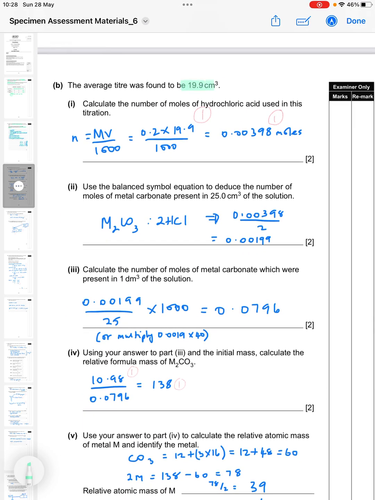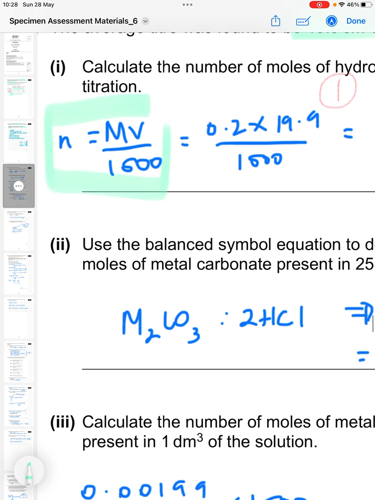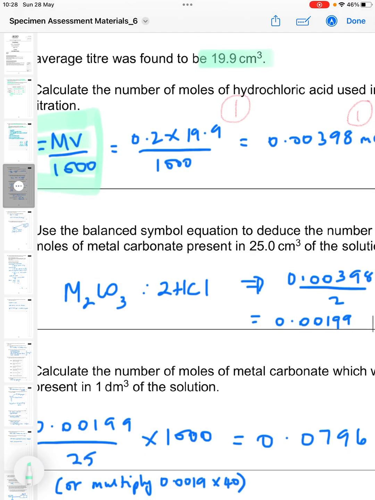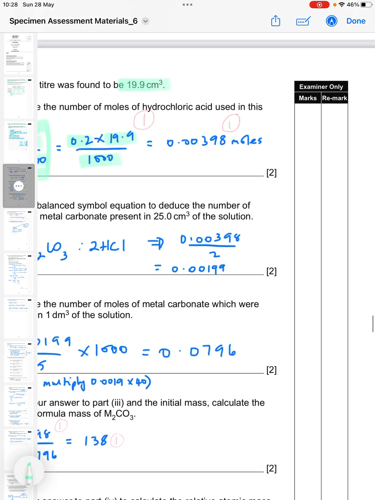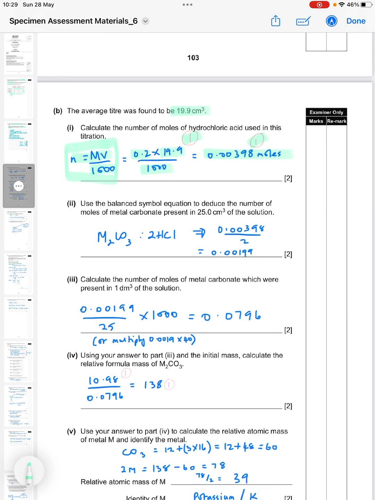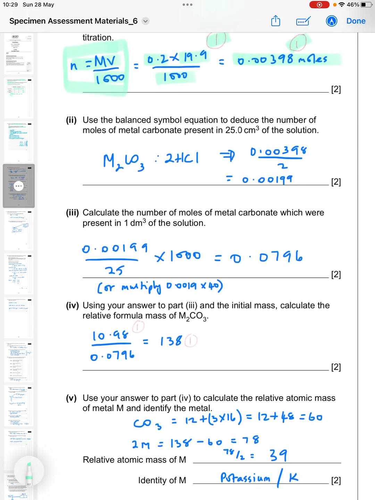And it says the average titre was found to be 19.9. Calculate the number of moles of hydrochloric acid used in this titration. So the formula you're using, n equals mv over 1,000. So M is 0.2, that's the concentration. The volume is 19.9. 1,000 is always 1,000. And then that gives us 0.00398 moles. So you get 1 mark for substituting in the values correctly and 1 for working out the value correctly.